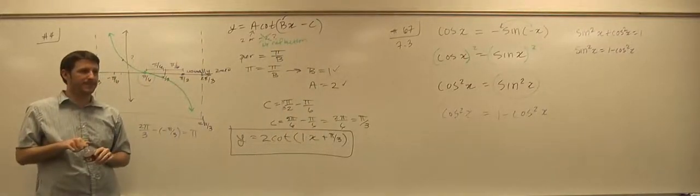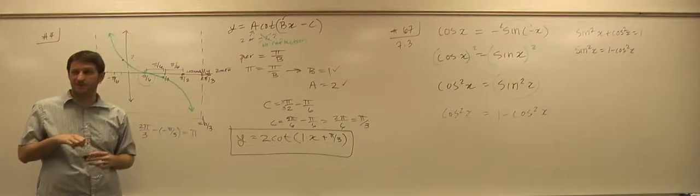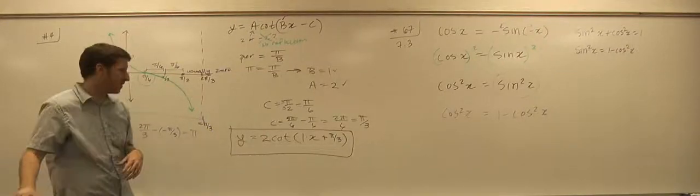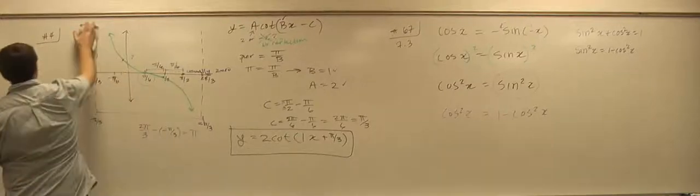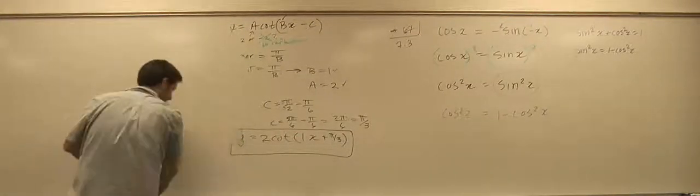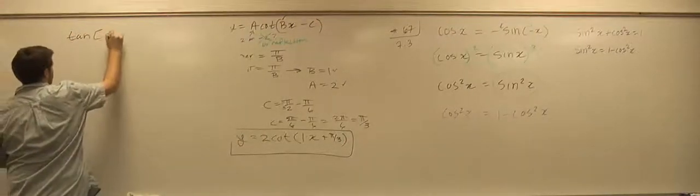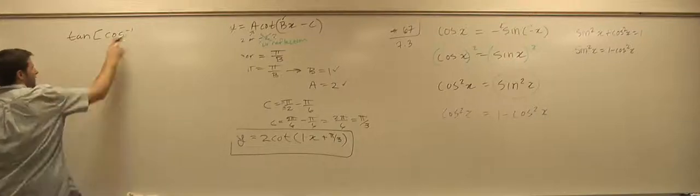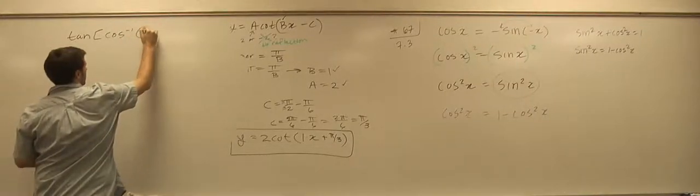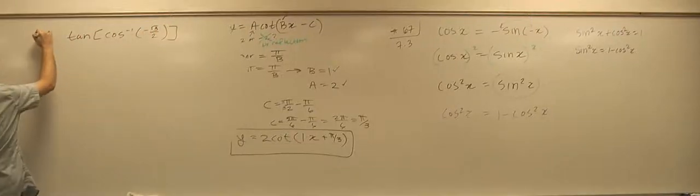Did you guys try any of the inverse function stuff? I had problems on 7.2, number 11. Tangent, then in brackets, inverse cosine. Okay. Tangent of cosine inverse of negative root 3 over 2. This is number 11.